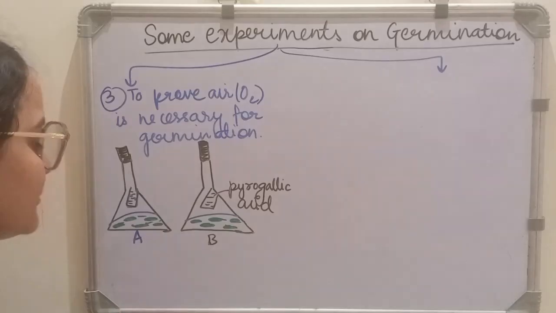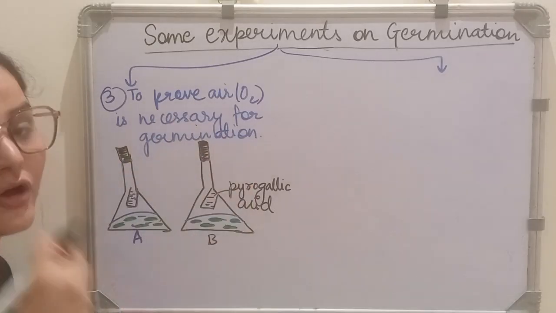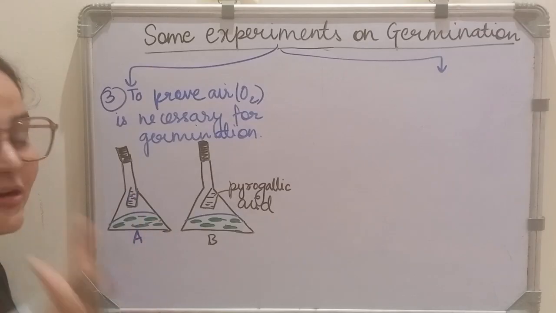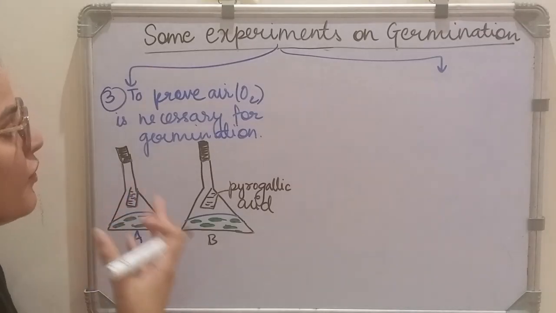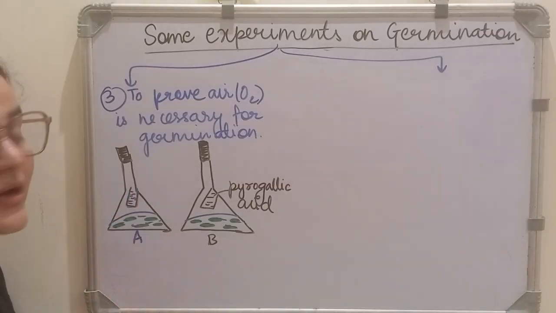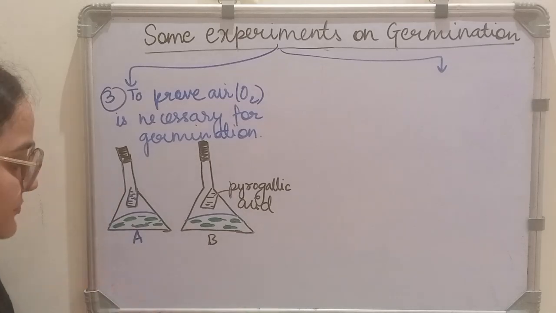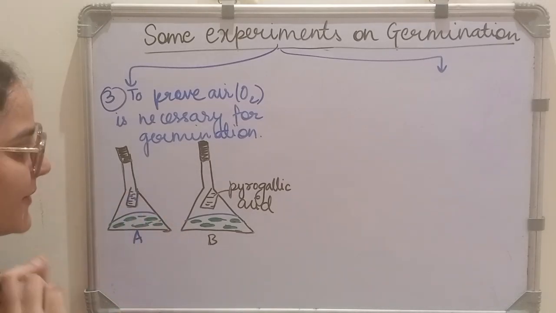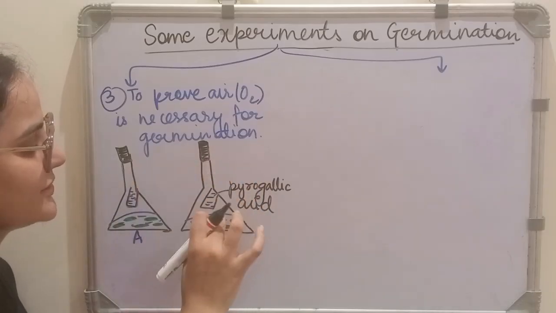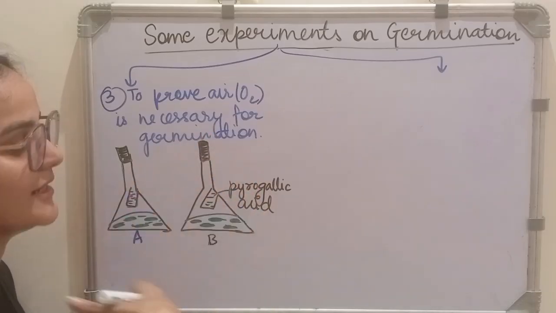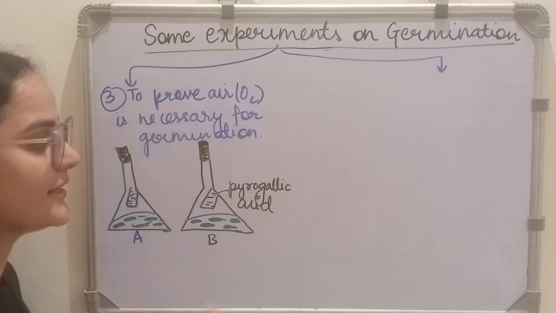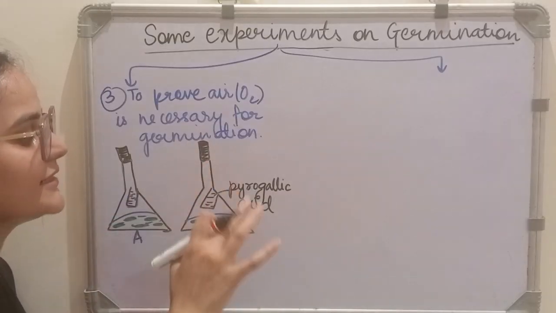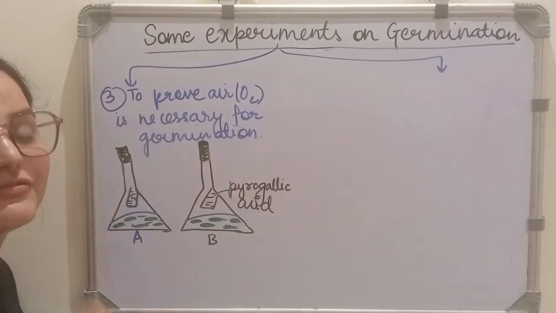Okay. So now what happens over time, you will see that seeds which are present in A, they will germinate because they are getting water. And they are getting oxygen also because of the reaction that is taking place here. And in this whatever oxygen was present, that oxygen is absorbed by pyrogallic acid. So here no oxygen is present, so the seeds in beaker B will fail to germinate.